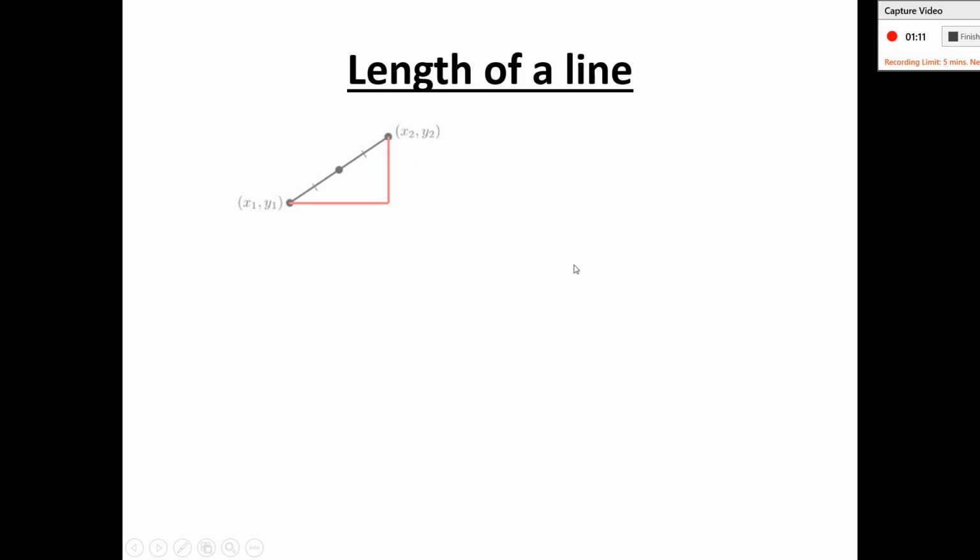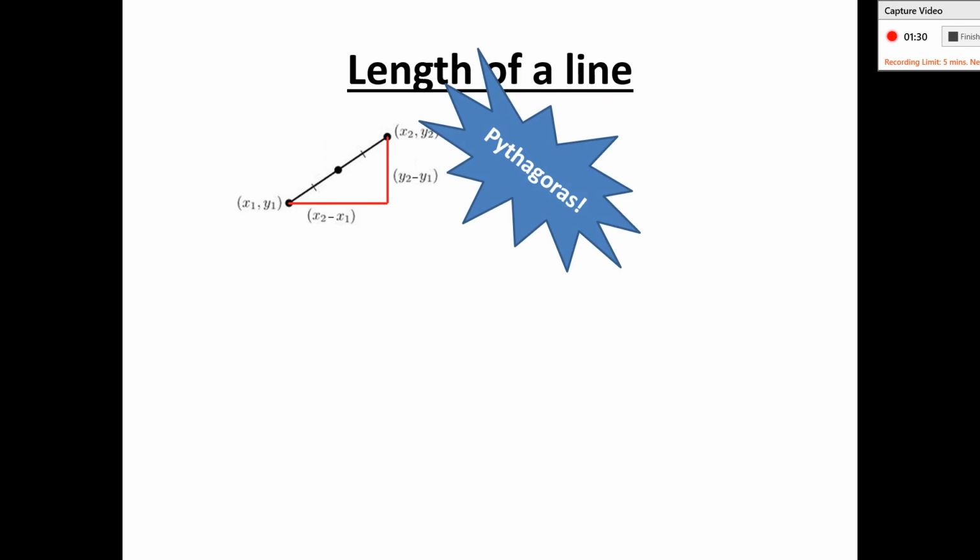The length of a line, you do a similar thing. You take it like this, x1, y1, x2, y2, and you see it's a triangle. That means if you have the length of each side, then you can use Pythagoras' theorem to find the length of the line. So this one's x2 minus x1, y2 minus y1, and yep, Pythagoras. And that means the distance or the length of the line is just equal to this part squared plus this part squared, and then all square rooted.